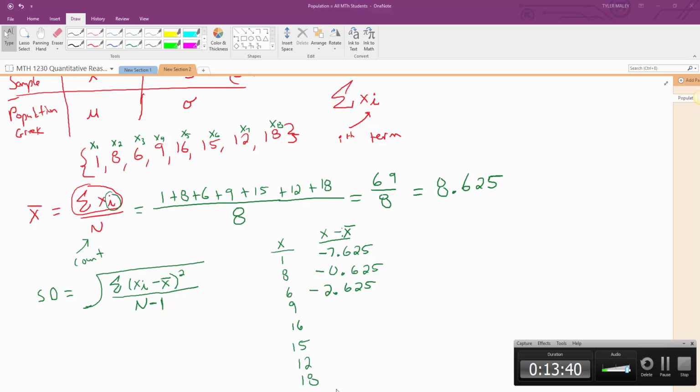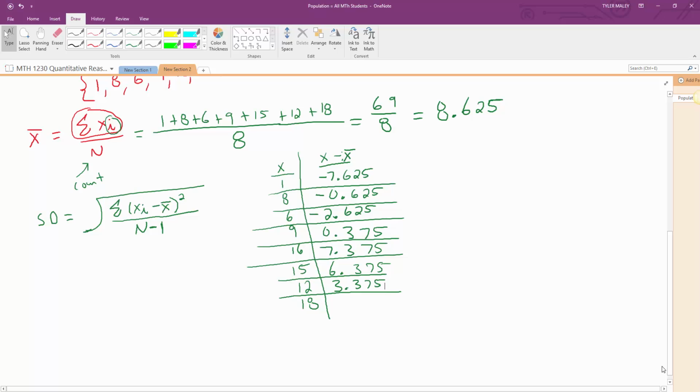So I'm going to pause the video a moment and fill these in to save some time. Alright, so I filled those in, and we've got one left to do. 18 minus 8.625 is 9.375. One thing you can notice is all the negative values are values to the left of the mean, where values bigger than the mean are positive when we find the distance. So this sign indicates whether it is to the left or to the right of the mean.